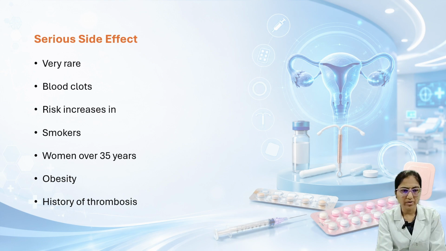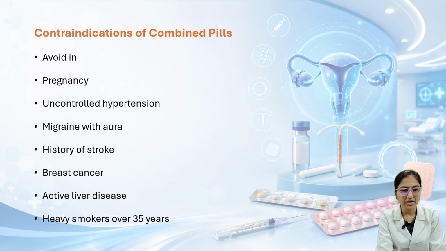And then some of the serious side effects, also very rare, are blood clots. Risk increases in smokers, women over 35 years, obesity, and history of thrombosis. Next, we'll see the contraindications of combined pills. These pills have to be avoided in pregnancy, uncontrolled hypertension, migraine with aura, history of stroke, breast cancer, active liver disease, and heavy smokers over 35 years. These pills are contraindicated.